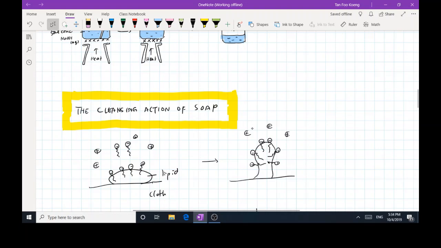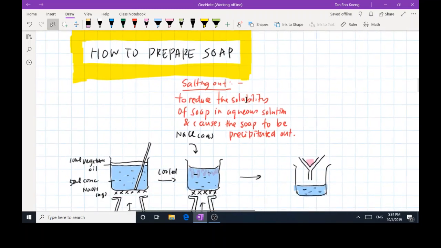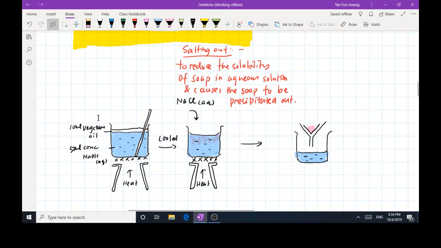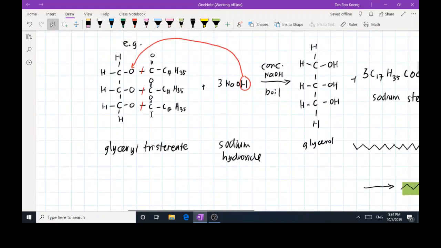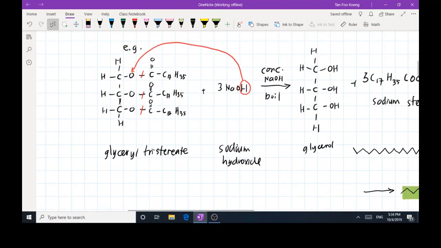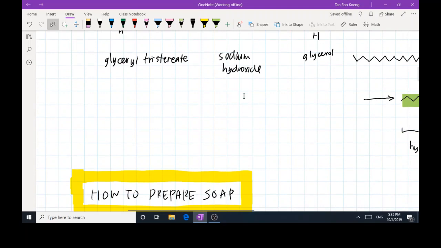Now make sure that you understand the cleansing agent, because there will perhaps be an essay here. Now let's look at the preparation of soap. How do we do it? As mentioned here, we need fat or oil, we need concentrated NaOH or KOH, and we need a heat source.